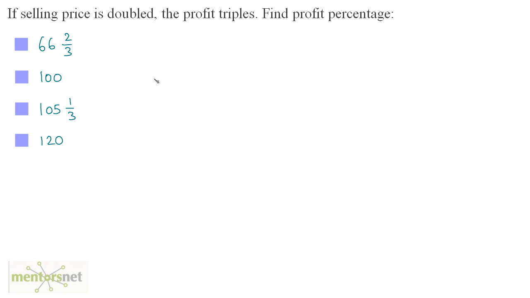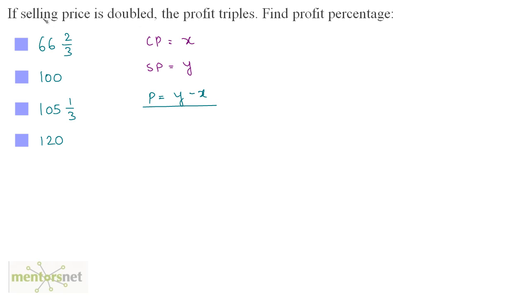If selling price is doubled, the profit triples. You have to find the profit percentage. Well, let us assume that the cost price is equals to X rupees. And let us also assume that the selling price is equals to Y rupees. So the profit here will be equals to selling price minus cost price, which is Y minus X. So we have the profit.